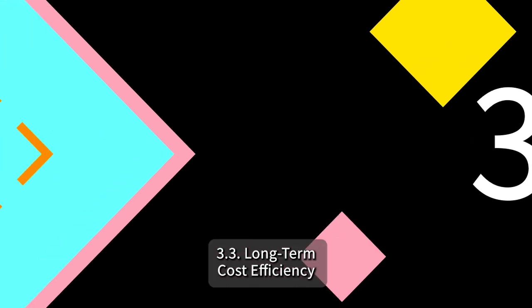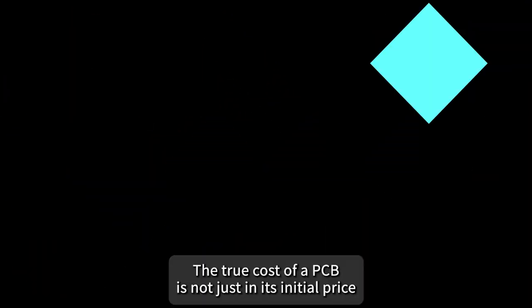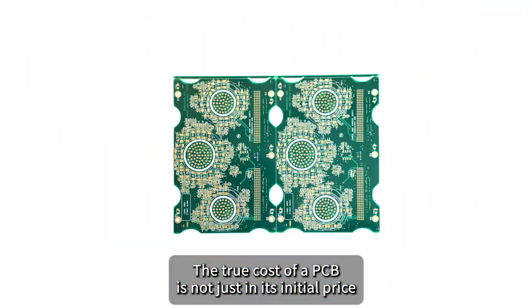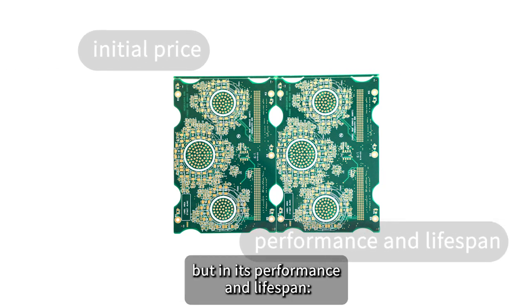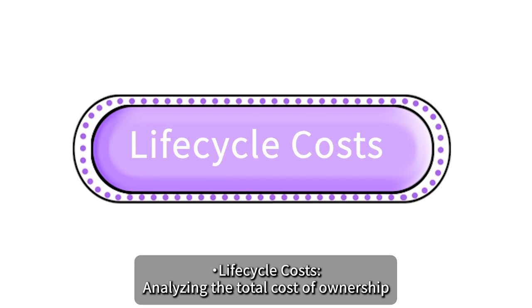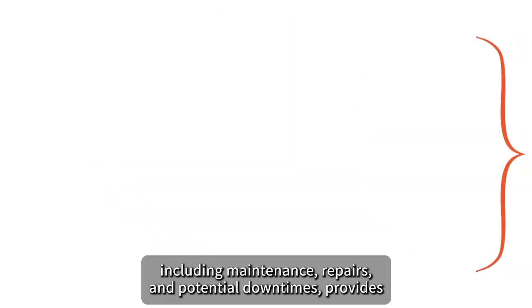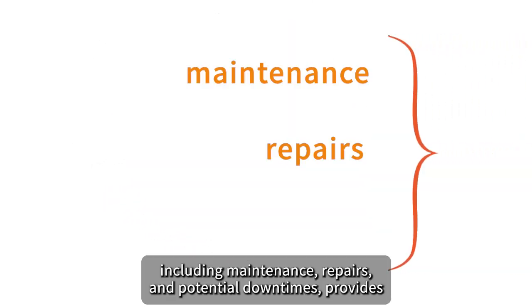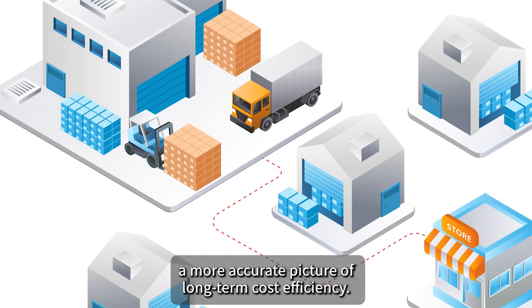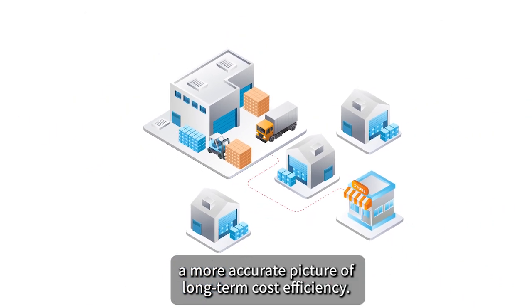3.3. Long-term cost efficiency. The true cost of a PCB is not just in its initial price, but in its performance and lifespan. Lifecycle costs. Analyzing the total cost of ownership, including maintenance, repairs, and potential downtimes, provides a more accurate picture of long-term cost efficiency.